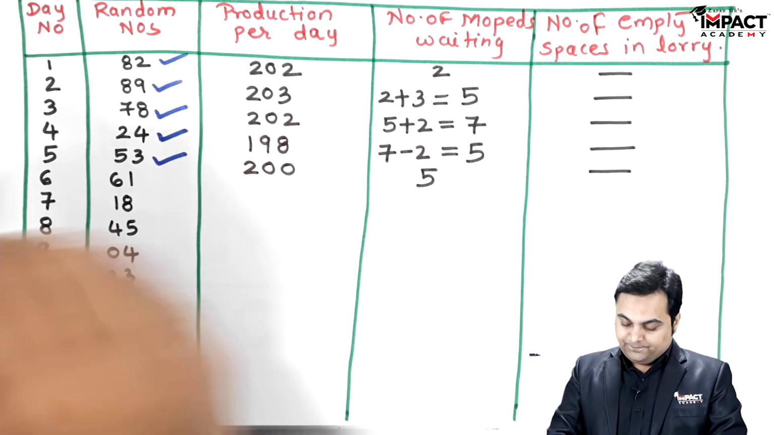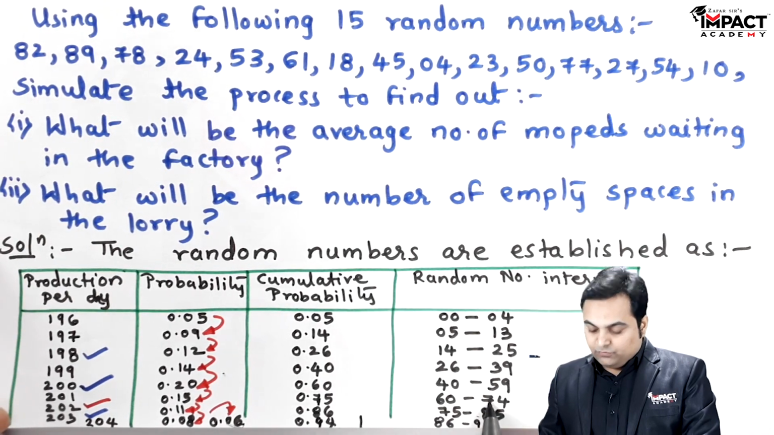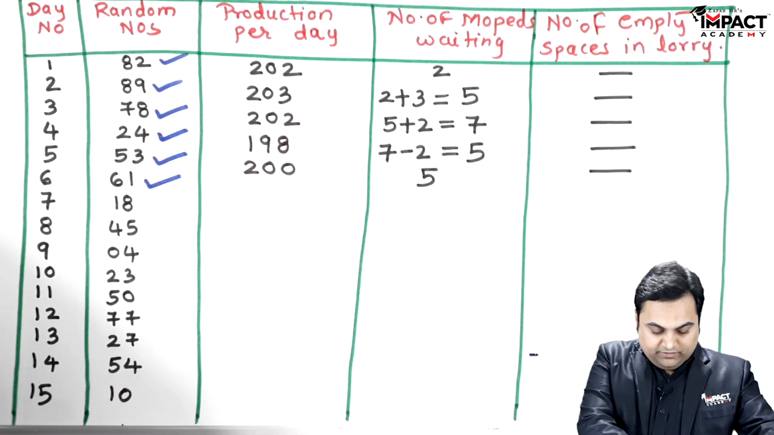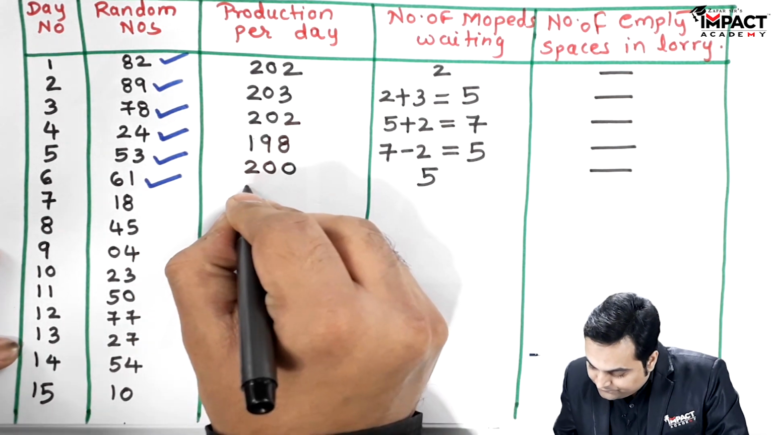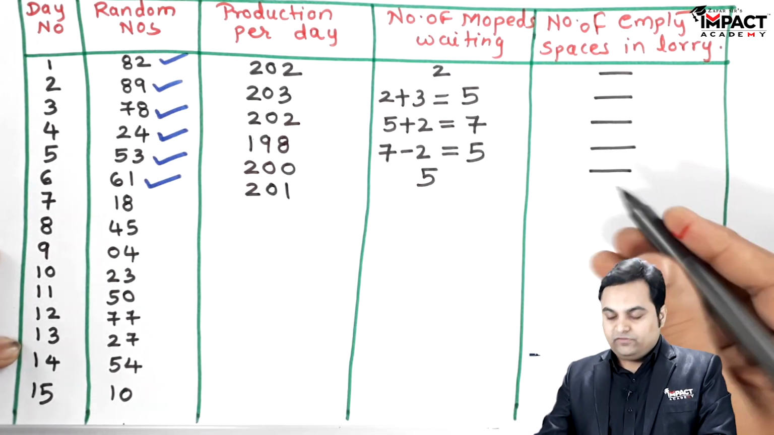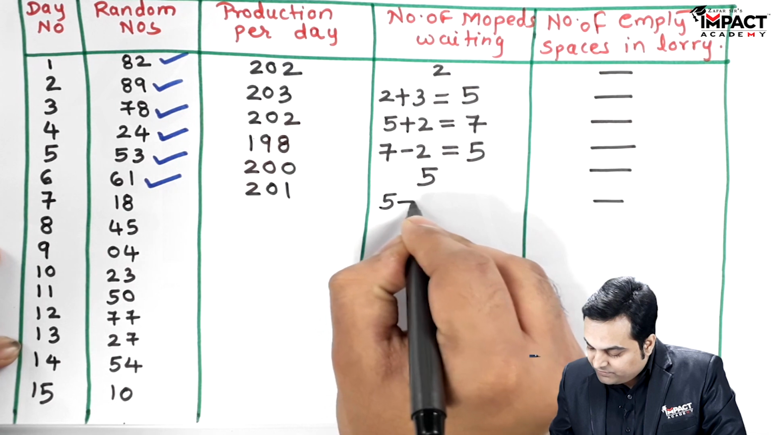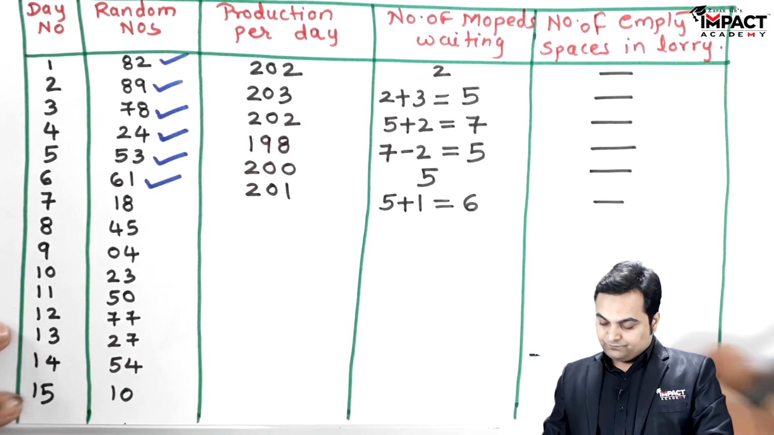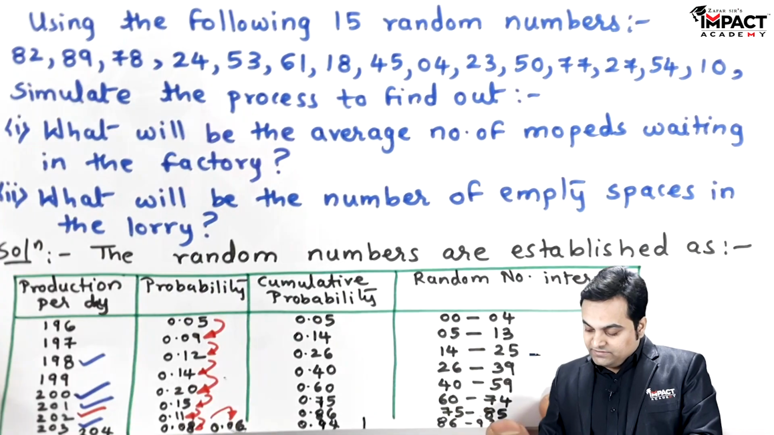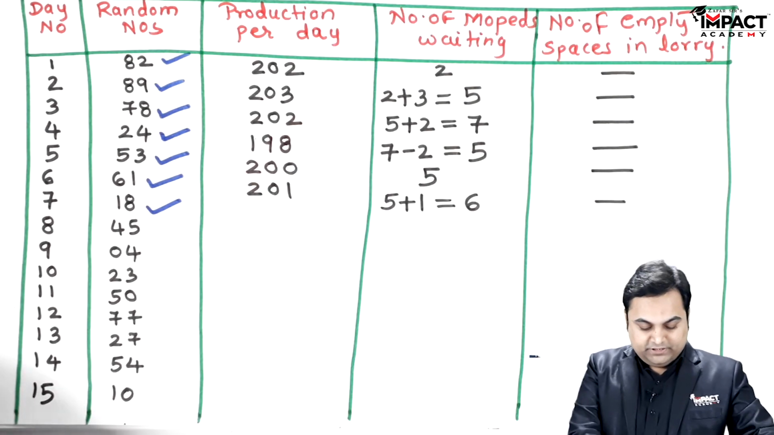Then the next value is 61. Go into the random number interval and see that 61 is between 60 to 74, and this will correspond to 201 production per day. So now again 1 moped is manufactured extra, so it is 201, and out of 201, 200 would be transferred in the lorry. So no empty spaces again in the lorry, and 1 moped is extra. So 5 were remaining before. Now 5 plus 1, that becomes 6 mopeds. Then 18. Again go into the random number interval and see that 18 is in the range of 14 to 25, and then there are 198 mopeds as we see here, production per day. So 198.